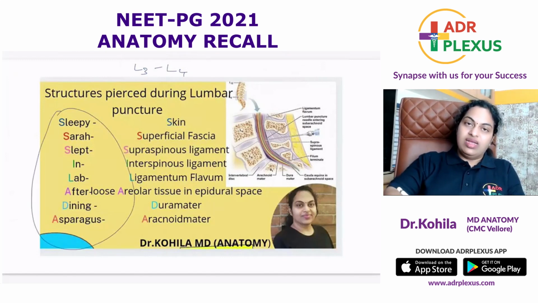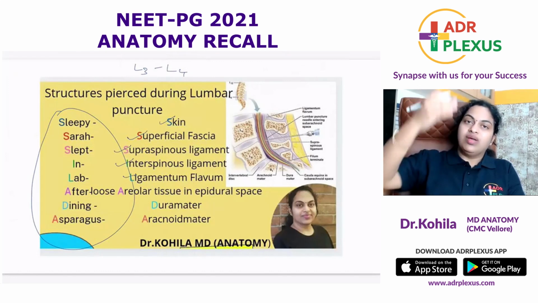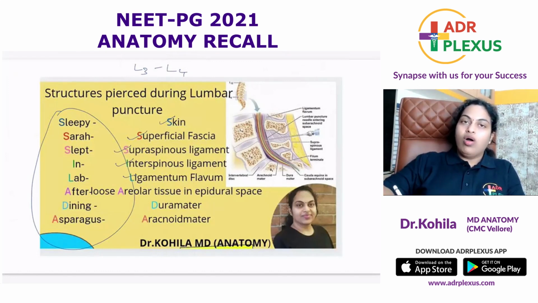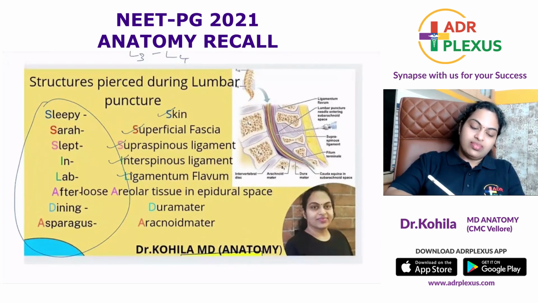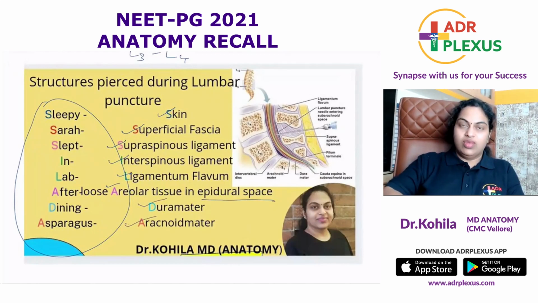Structures pierced by the needle in lumbar puncture from outer to inner: the skin, superficial fascia, supraspinous ligament, interspinous ligament, ligamentum flavum, which is nothing but the ligament that connects the lamina of the vertebrae, areolar tissue in the epidural space, dura mater, then the arachnoid mater. Okay, guys?